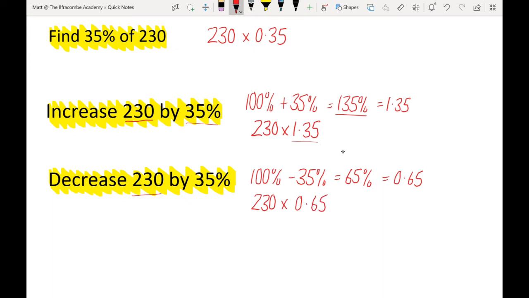And it's really important that you understand that if I want to decrease by 35%, I'm not multiplying by 0.35, I'm multiplying by 0.65. 100 take away 35 is 65, and that's the decimal equivalent. So the multiplier that I use to decrease by 35% is 0.65.